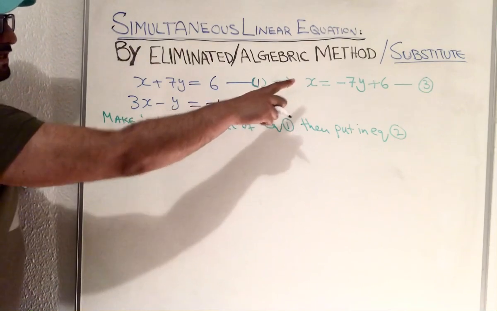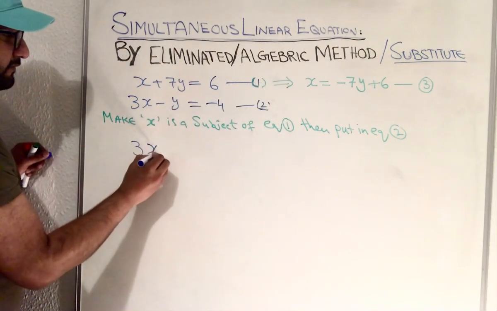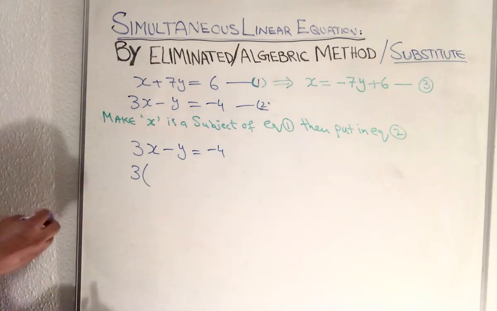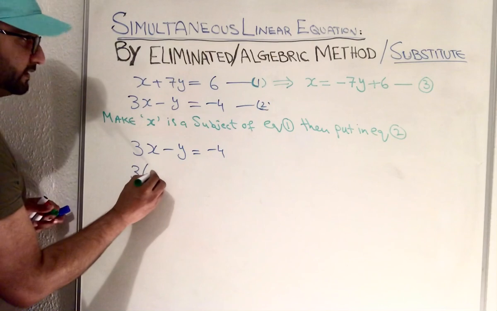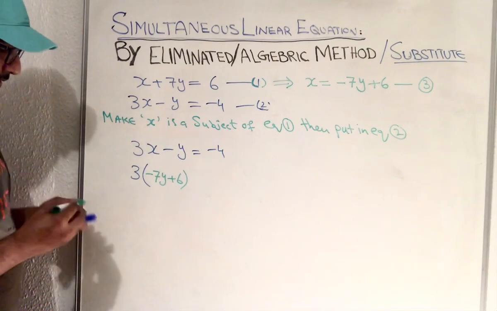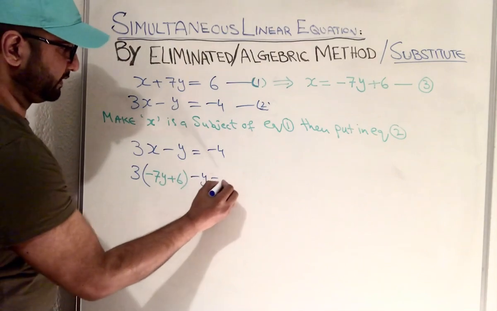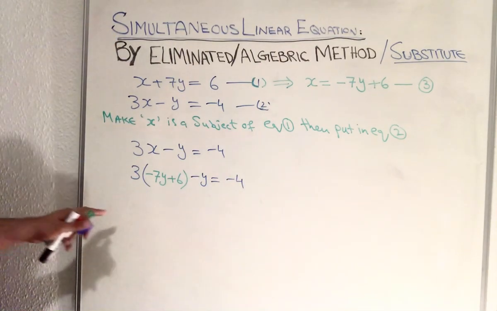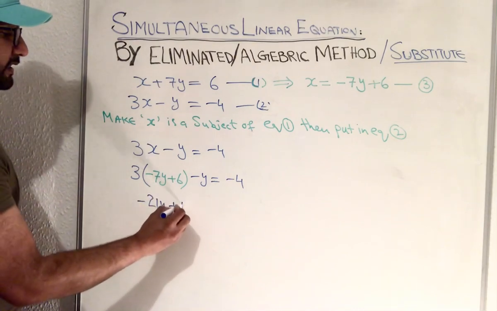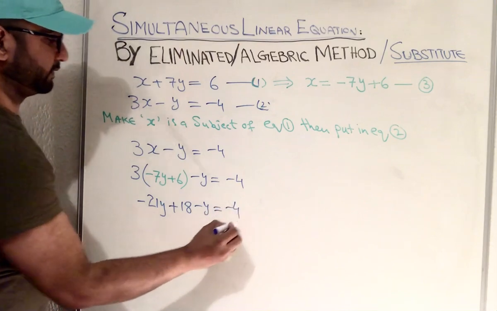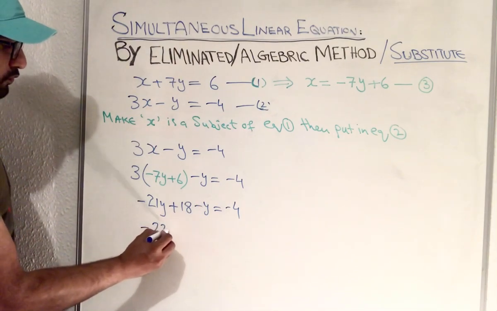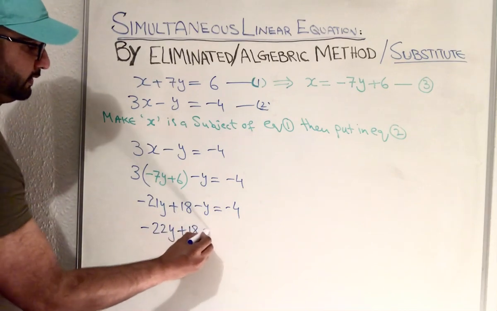I can write it down first: 3 times x. What is the value of x? We found already, it is minus 7y plus 6. And then minus y outside, and this value is multiplied. So 3 times minus 7y gives minus 21y. 3 times 6 gives plus 18, and minus y equals minus 4. So minus 21y and minus y become minus 22y. Plus 18 equals minus 4.